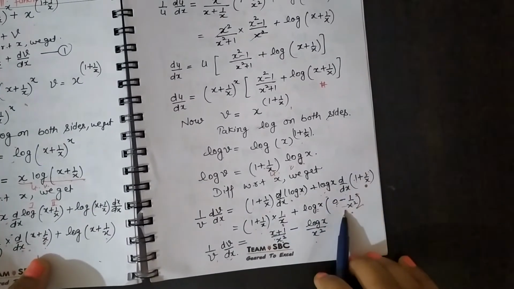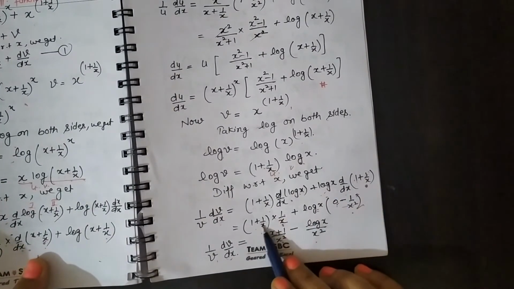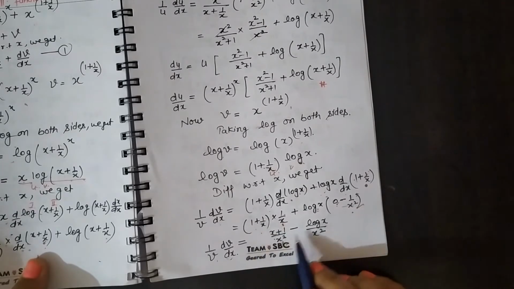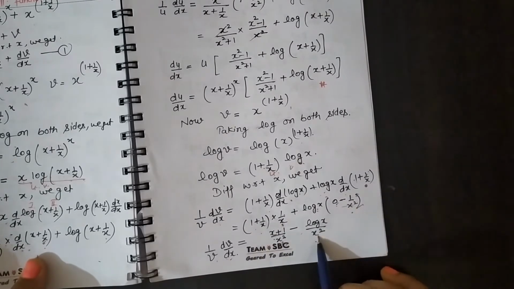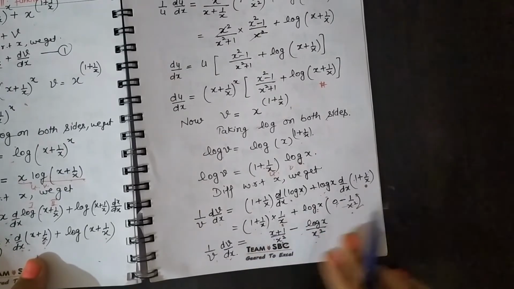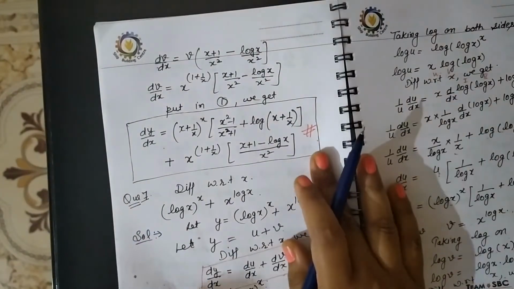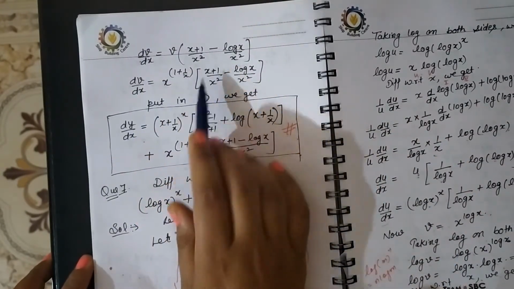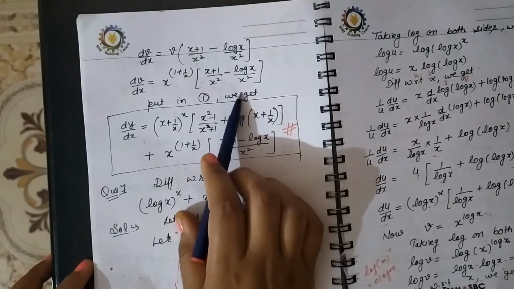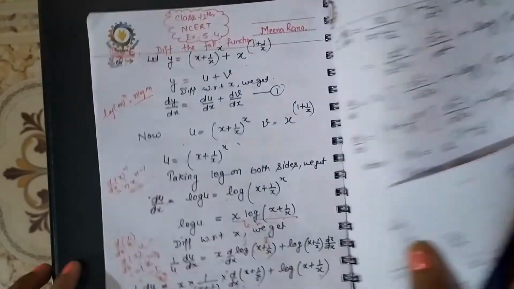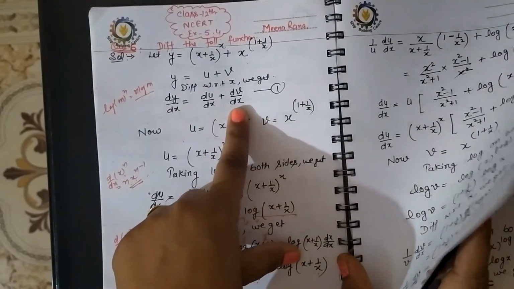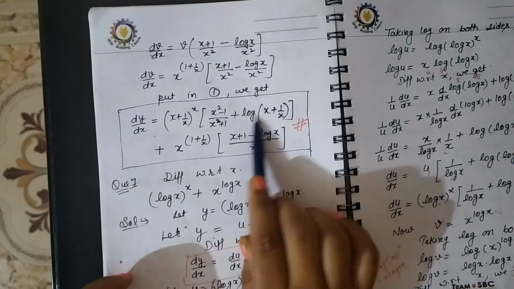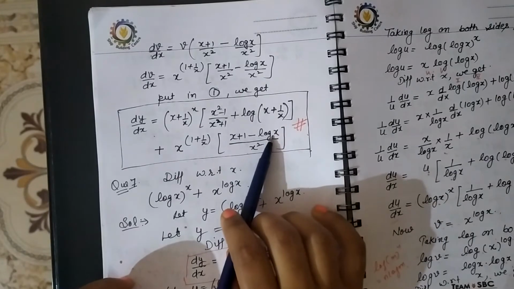So put the value here. So it becomes (x plus 1) upon x square. By taking LCM, multiply by the x, it becomes this term minus log x upon x square. Now this we multiply by that side. So it becomes dv by dx is equal to v into this term. So put the value of v. Okay, so both of the terms put in equation number 1. First equation, put all the values of du by dx and dv by dx. So after putting, we get the answer of this question.